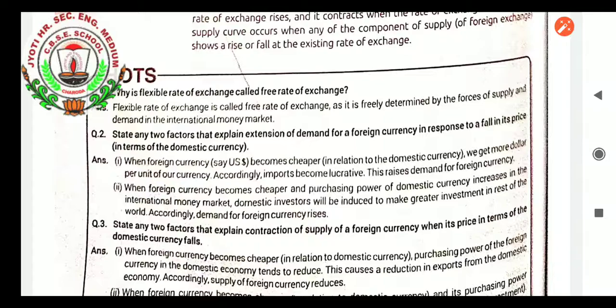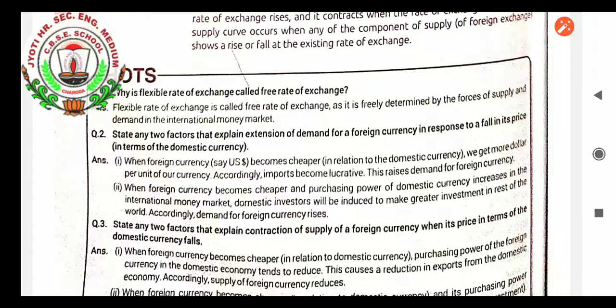Accordingly, imports become lucrative. This raises demand for foreign currency. Definitely, student, underdeveloped and developed countries may require more and more foreign reserves. Why? Because that foreign currency has more value as compared to our country's currency. In a future period of time, that currency value will increase further, and at that time we can resell that foreign currency, and in that way we can get more investment in our country. So that is the good point. That is the factor why we need an extension of demand for foreign currency.